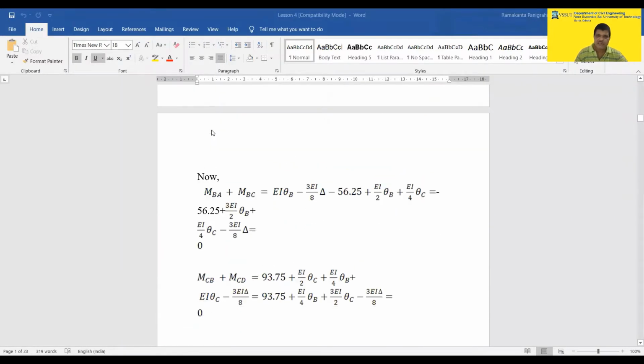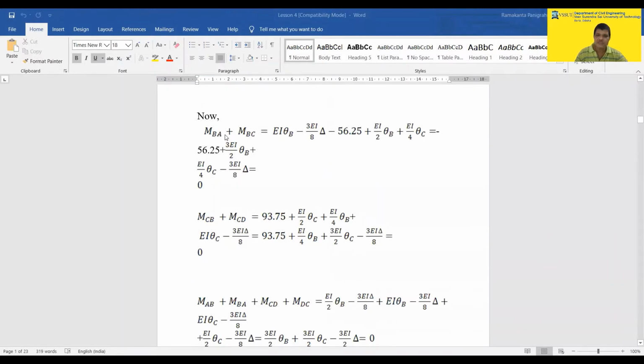Now go to this problem. Now the first equation: MBA plus MBC, and you put the values. This comes out to be 56.25 plus EI 3I 2 theta B plus EI theta C minus 3I 8 delta is equal to B. So this is one equation.